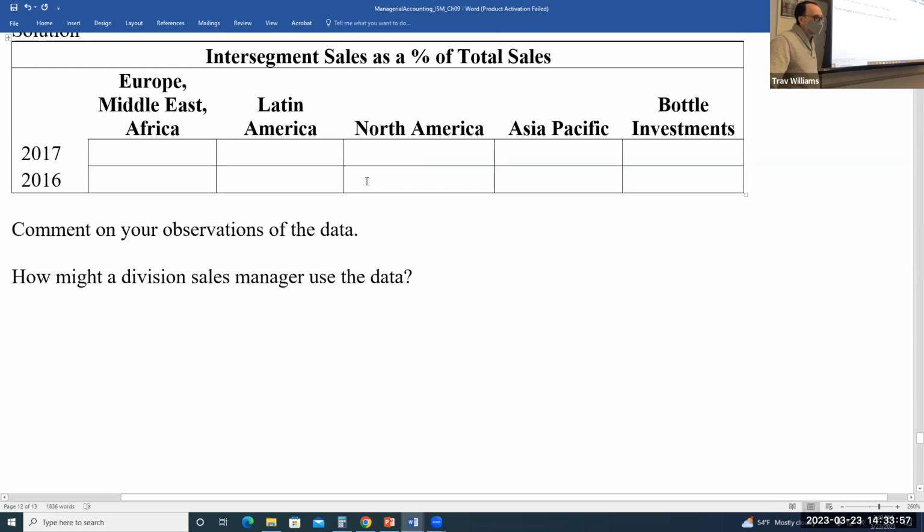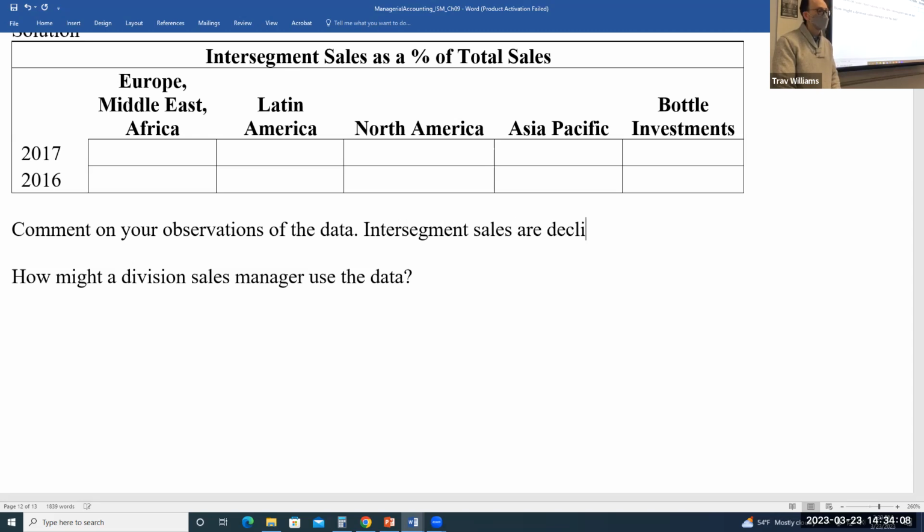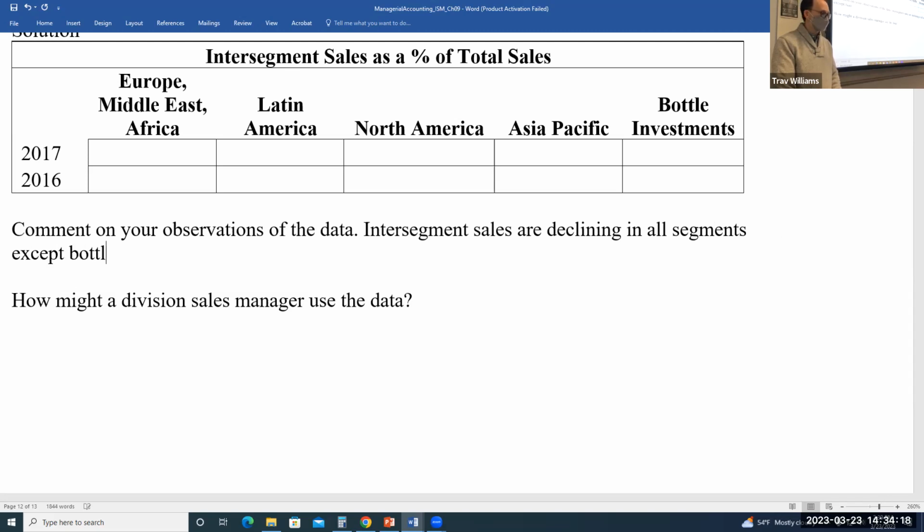So, comment on our observations of the data. We can say inter-segment sales are declining in all segments except bottle investments.